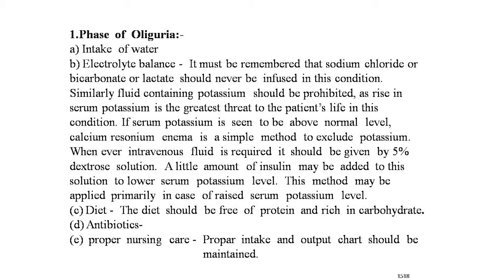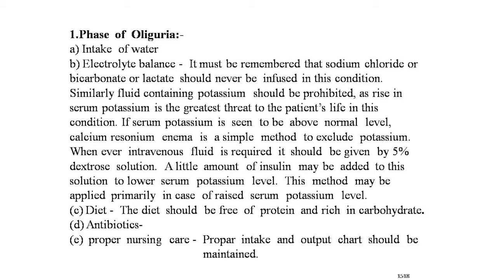If serum potassium is seen to be above the normal level, calcium resonium enema is a simple method to exclude the potassium. Whenever intravenous fluid is required, it should be given as 5% dextrose solution. A little amount of insulin may be added to this solution to lower the serum potassium level. This method may be applied primarily in case of raised serum potassium level.